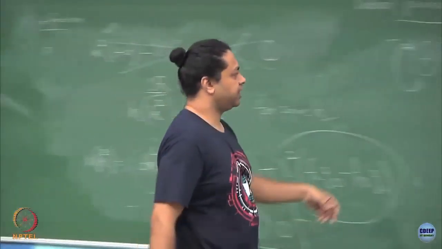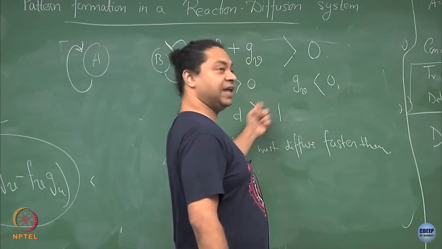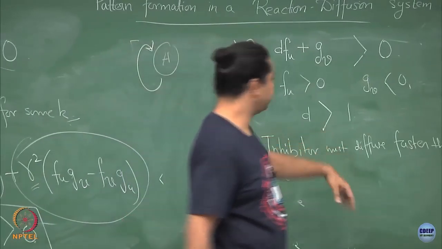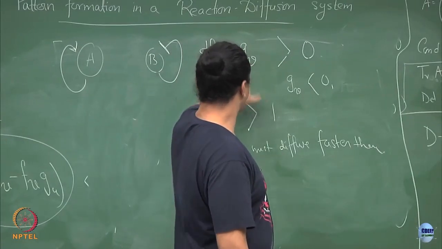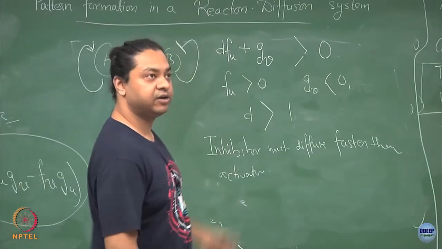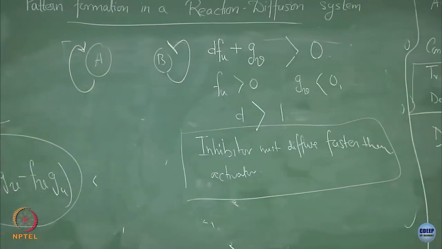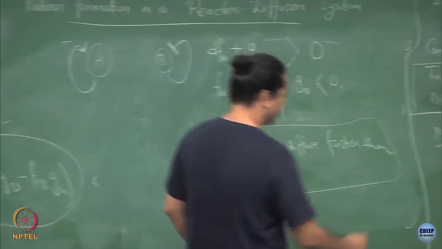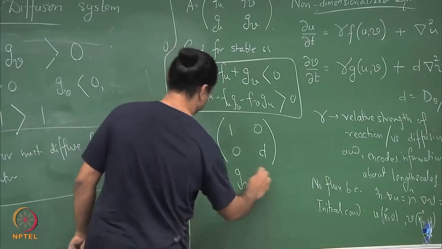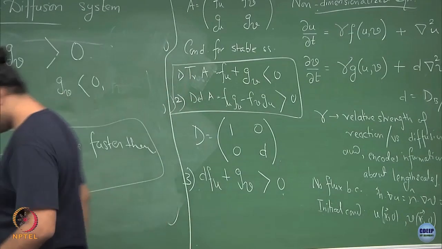If I had reversed this, if I had said that f_u was less than 0 and g_v was greater than 0, then I would have d less than 1, which again physically would mean the same thing. In this case B is the inhibitor; if I took the other assumption, then A would be the inhibitor, and A would then need to diffuse faster. So, this inhibitor must always diffuse faster than the activator, that continues to hold true. So, let me write this condition here as well, that d f_u plus g_v is greater than 0. So, this was 1, this was 2, this is 3.